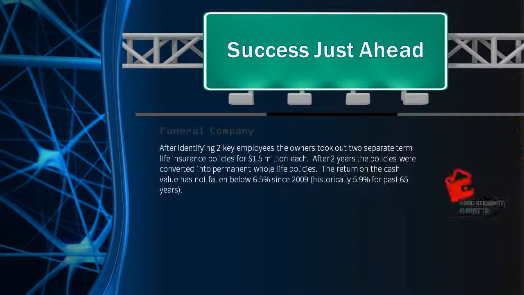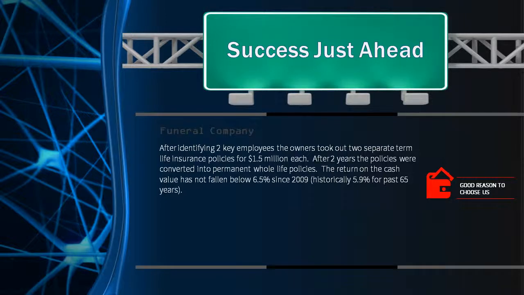As always, it's important to move past the theoretical concepts to move them into actual plans that we put together for people. Here's a funeral company, and after identifying 2 key employees, the owners took out 2 separate term life insurance policies for $1.5 million each. After 2 years, the policies were converted into permanent whole life policies, and just historically, the return on the cash values has not fallen below 6.5% since 2009.